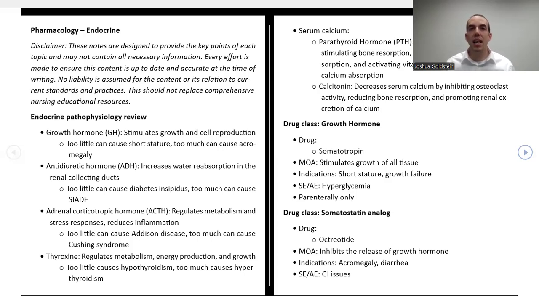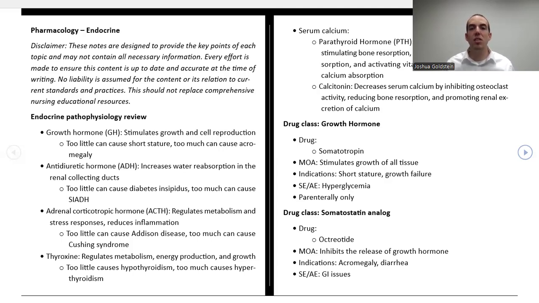Next hormone we're going to talk about is ADH, or antidiuretic hormone. This is responsible for increasing water reabsorption in the renal collecting ducts. In layman's terms, it pulls water out of the nephron so that the water, instead of going out of your body via the urine, comes back into central circulation. If you have too little of this, you end up with diabetes insipidus, where the patient ends up peeing excessively.